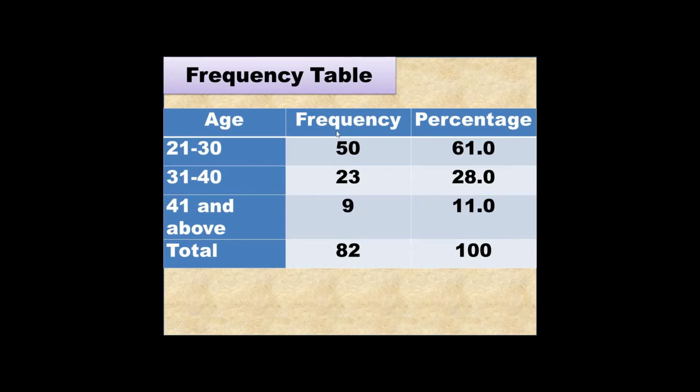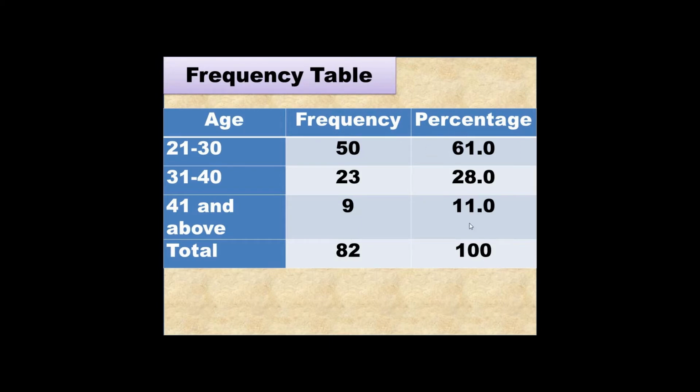Frequency refers to how many respondents belong to this group. For example, in the age group 21 to 30, there are 50 respondents. Out of 82 respondents, group 21 to 30 has 50. In the group 31 to 40, there are only 23 respondents. And for 41 and above, we have 9, which means only 9 belong to this group. All in all, if you add up 50, 23, and 9, you will have a total of 82.